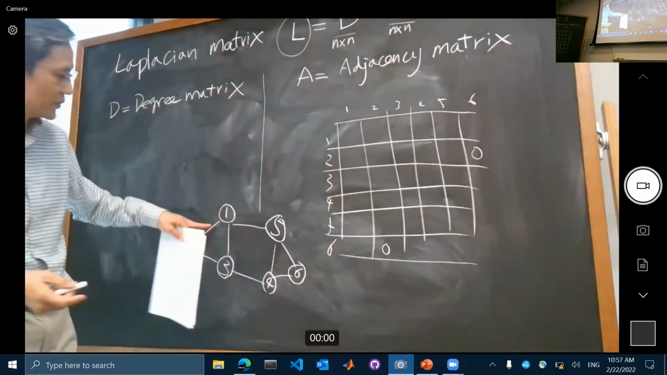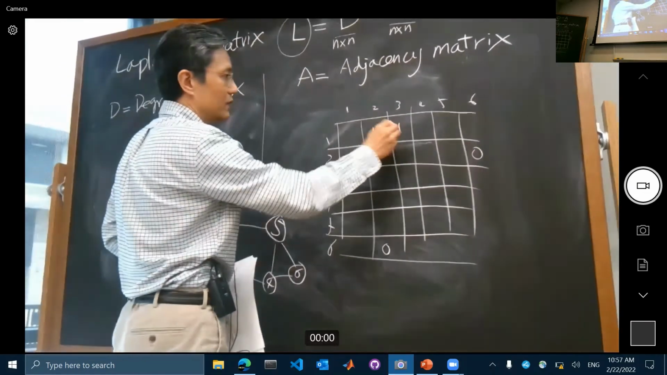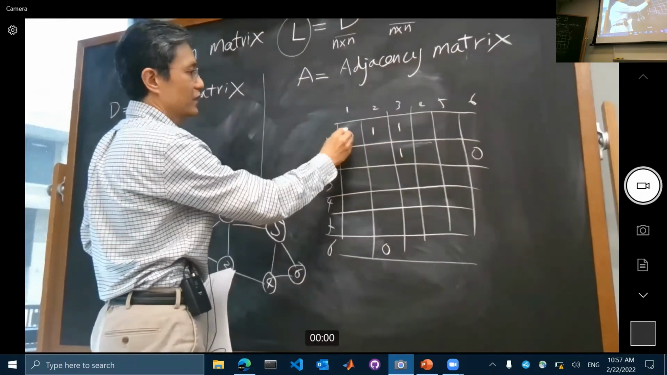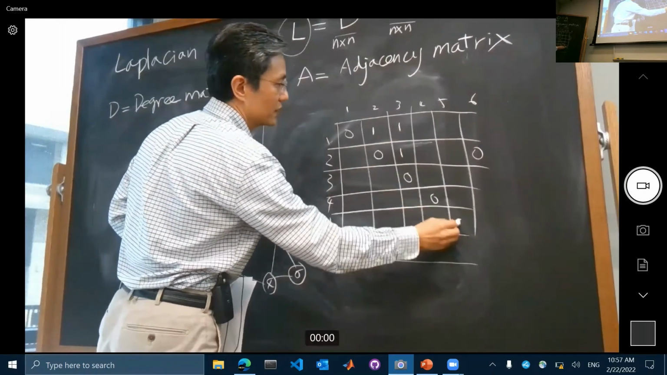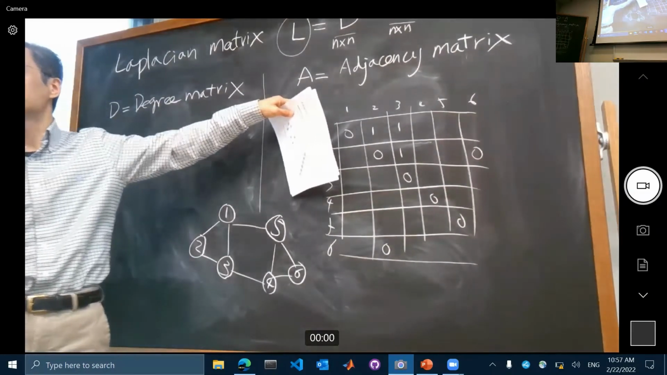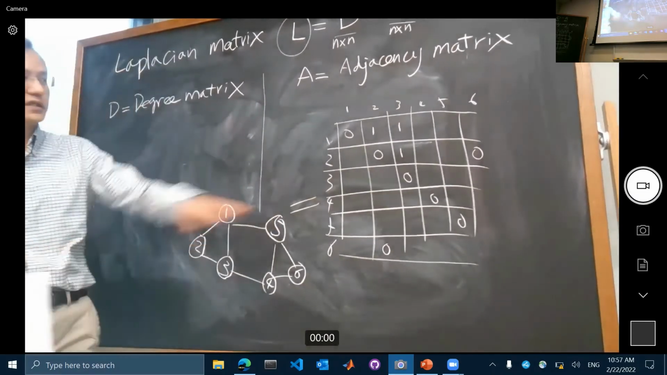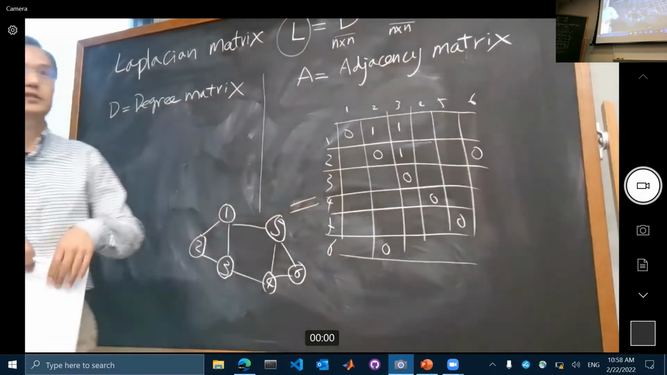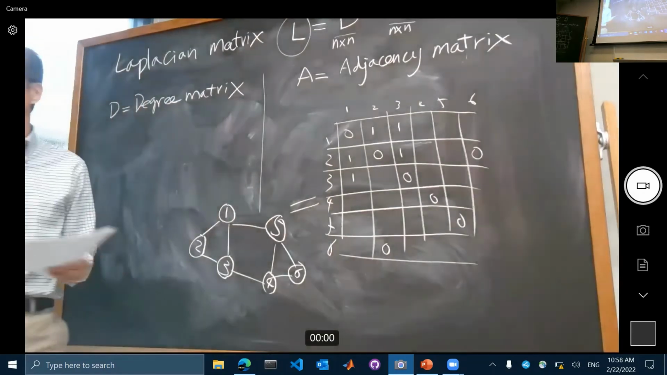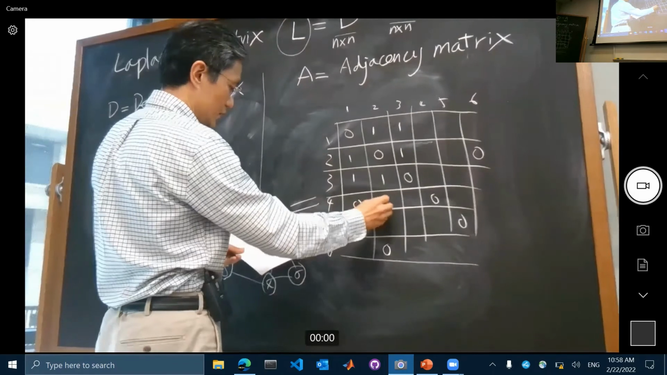If they are connected, you put 1 here. So 1, 2 is connected, 1. 1, 3 is connected, 1. 2, 3 connected. And for themselves, they're 0. So you fill this up, and then you get the adjacency matrix. This network can be represented by the adjacency matrix, and it is symmetric because there's no direction between nodes.